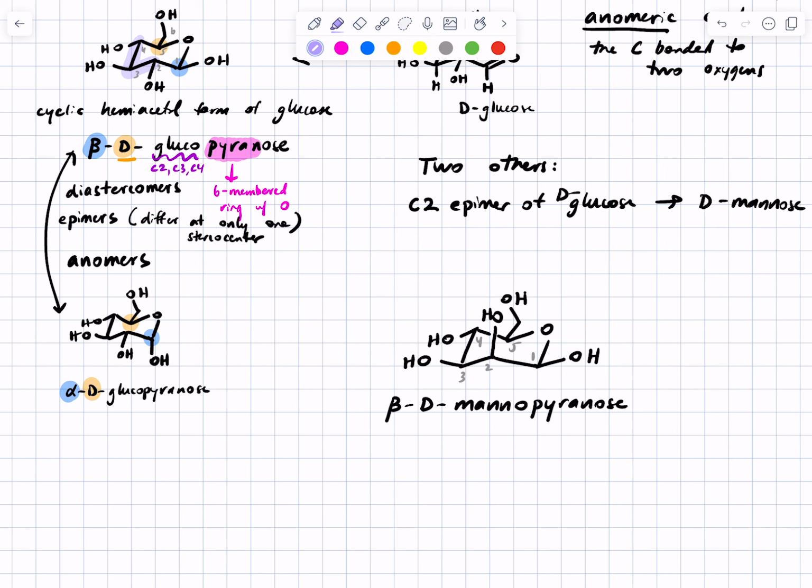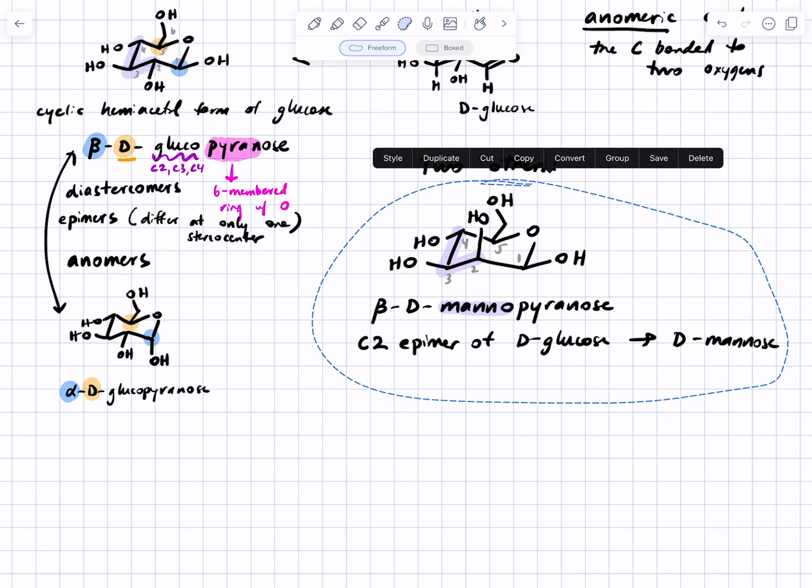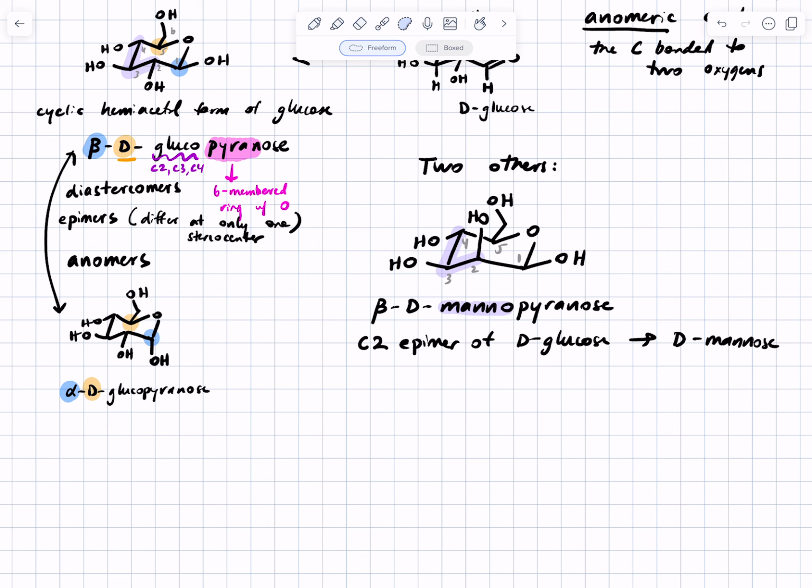And we call it, again, manno indicates that it's the C2 epimer of glucose. Okay, so that's one to know. The reason I want you to know it is because it's found a lot in carbohydrate structures in nature. Okay, so if you memorize beta-D-glucopyranose, mannose is easy. You just switch the stereochemistry at C2.